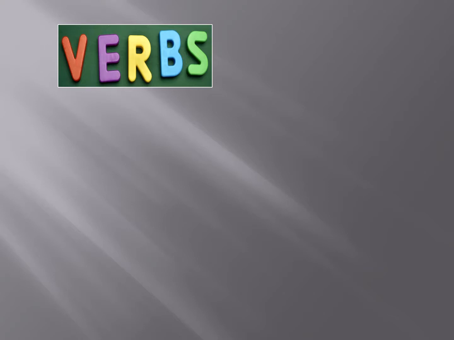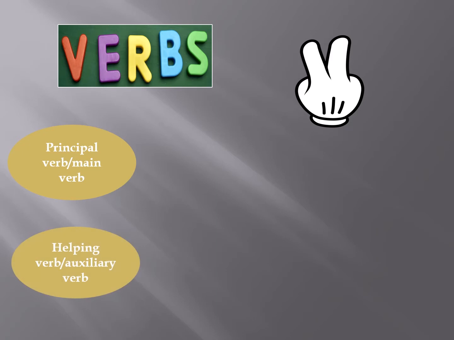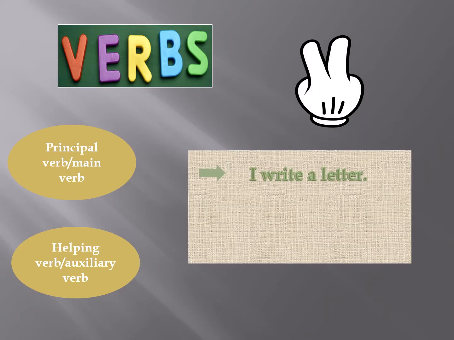Verb can be divided into two kinds from the role it plays in a sentence: principal verb or main verb, and helping verb or auxiliary verb. Let's take some examples. I write a letter. Here, the word I is a subject, write is a principal verb, and a letter is an object.